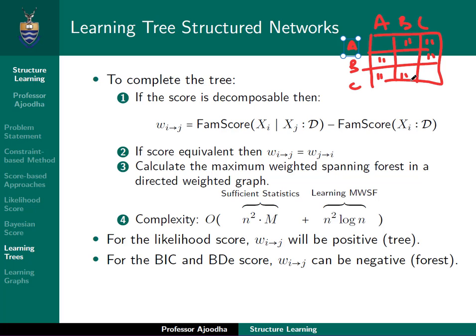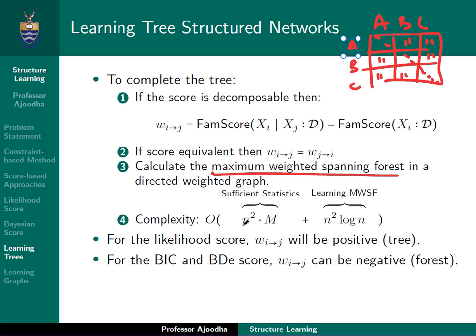And so, I mean, if the score is score equivalent, you would expect it to be symmetrical about the diagonal. But if it isn't, you should be open to the possibility that it's not going to be, because not all scores are score equivalent. Once you have calculated the scores between all of the nodes individually, you can use something like Kruskal's or Prim's algorithm to calculate the minimum weighted spanning forest. Oh, sorry, the maximum weighted spanning forest, because you're trying to maximize the score.